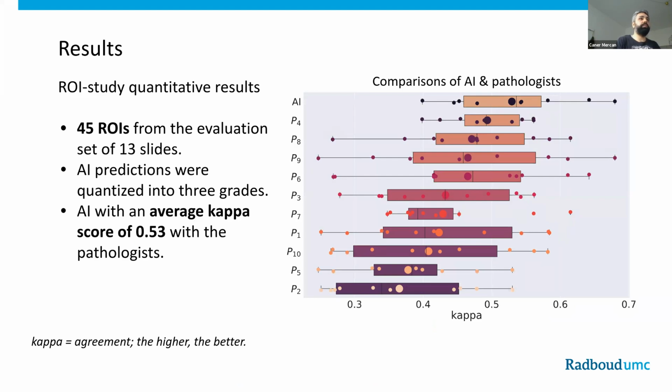Here I present the first quantitative results from the RI study on the 45 RIs. The AI predictions were quantized into 3 grades again, same as before, to be able to compare to the pathologists. On the figure, you can see the pairwise quadratic kappa scores between pathologists and AI. Here kappa means agreement, basically, the higher the better. The figure is sorted by the average scores, denoted by the large dots, with the highest being at the top. Each small dot corresponds to a comparison between scorers. In this case, it's either a pathologist or the AI system. In this study, the AI achieved the highest average agreement score of 0.53. It also had the highest pairwise kappa score of 0.68 with pathologist number 9.